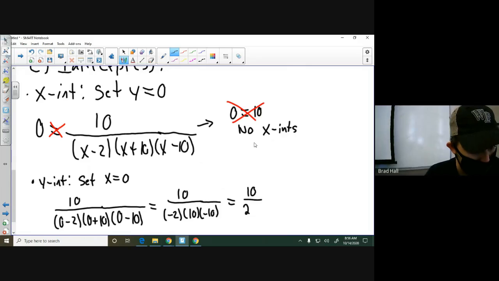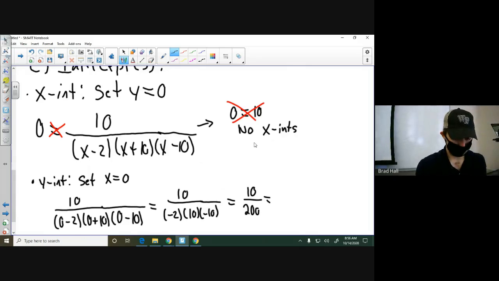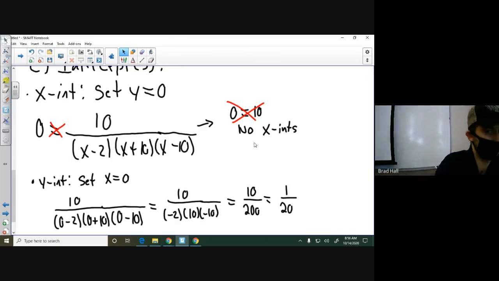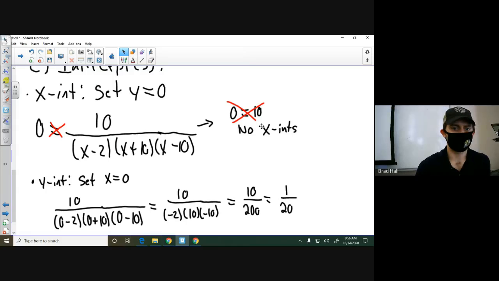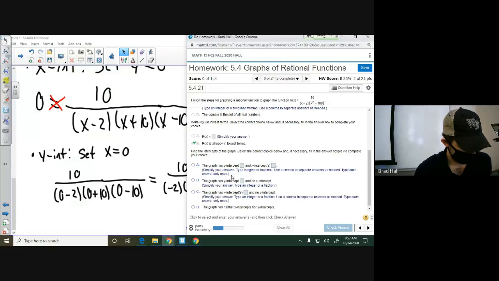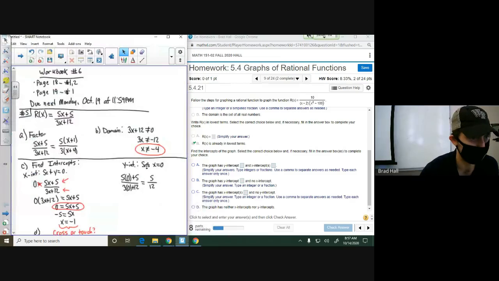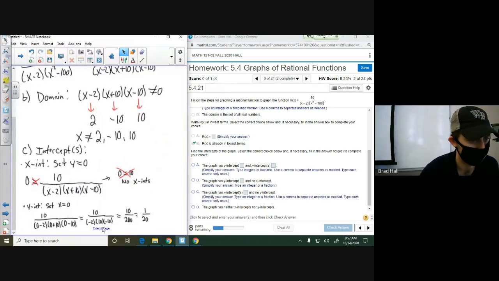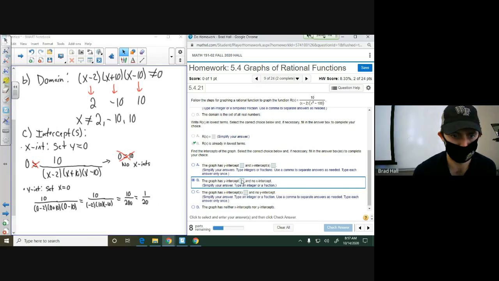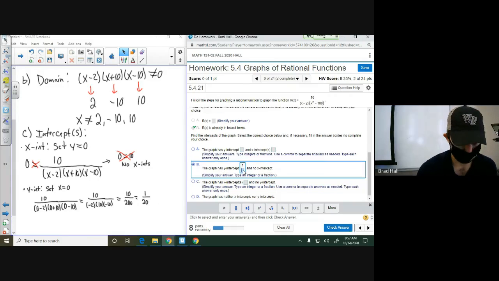It's 10 divided by 200, so it's 1 over 20. So that's it, because they want a simplified fraction. So there's no x-intercepts, and there's one y-intercept of 1 over 20. Okay, so we're going to pick answer choice B because it has the no x-intercept option, and the y-intercept we found was 1 over 20.